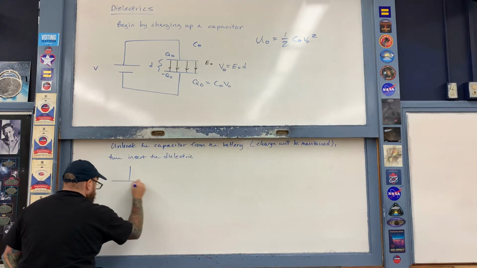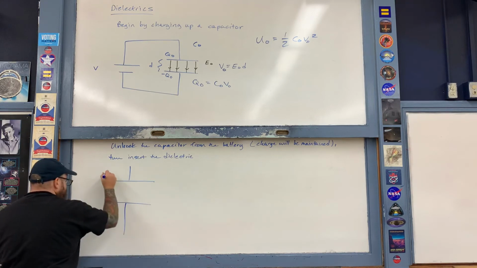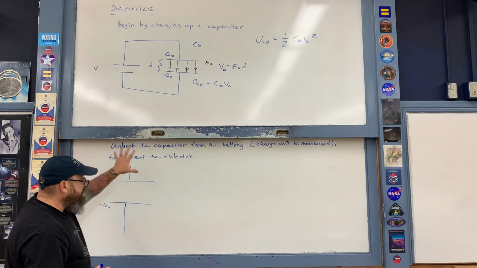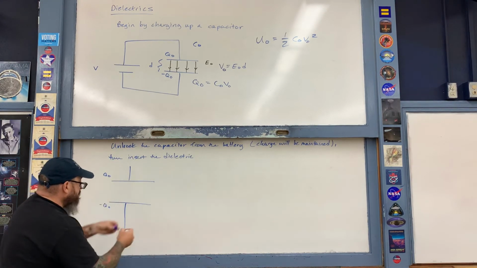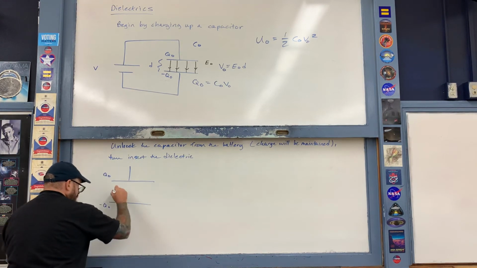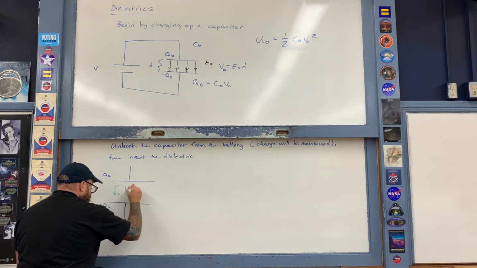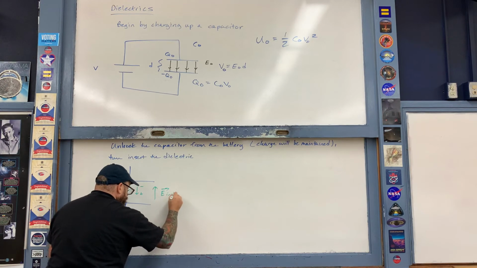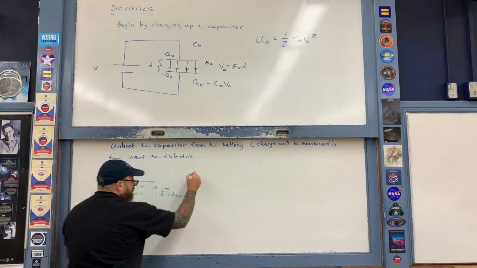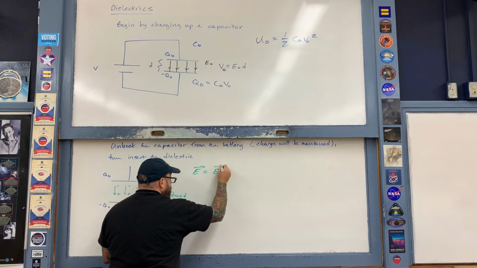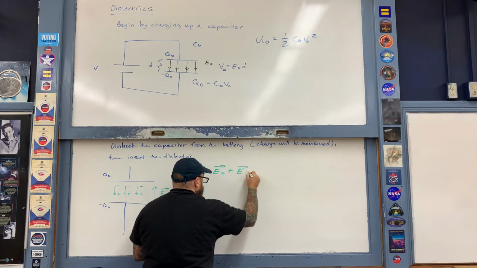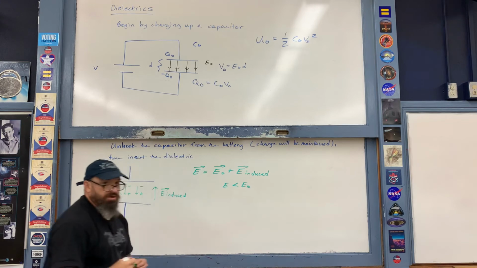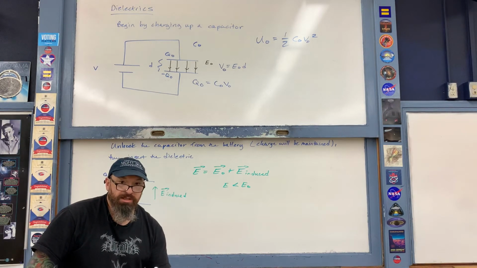Okay, so now here is the isolated capacitor. It's still the same charge Q naught as it was before. Once again, we've unhooked the capacitor from the battery, so the charge will be maintained. Then we insert the dielectric and the polarization takes place again. So here are the individual dipole moment vectors. We then get the E induced pointing in this direction. And then therefore the overall electric field is equal to the original E naught plus E induced, and the magnitude of the new electric field is less than the original. But keep in mind that the charge here is the same.